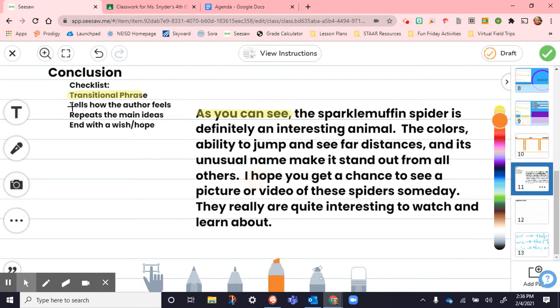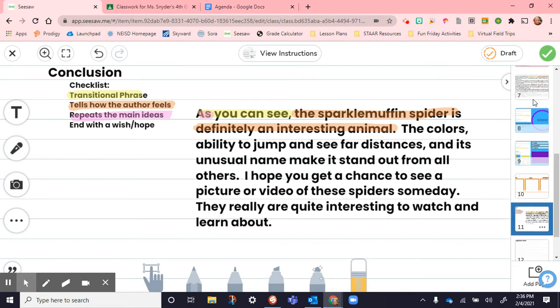Next up, you're going to tell the reader how you feel. The sparkle muffin spider is definitely an interesting animal, period. Okay, so transition, comma. This ties back into my feelings about the animal and ties this word interesting back to the whole thing that I'm writing about. I'm writing about an interesting animal. Then you've got repeats the main idea. Ooh, I'm getting carried away with these little tools here. All right, so you repeat the main idea.